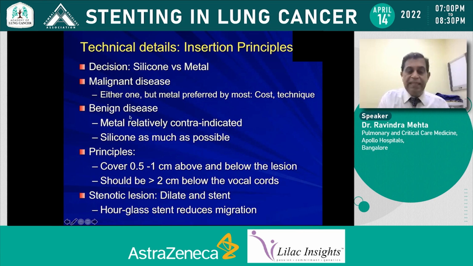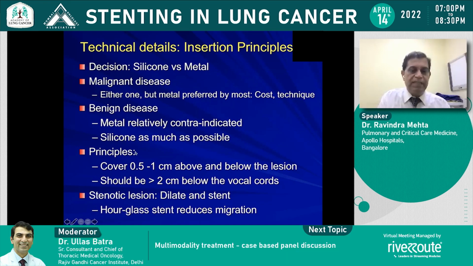In benign disease, on a small note, that's only for reference, metal should be put only as a last option, and only a completely covered metal stent and no less. Otherwise, silicone is put. The principle in any obstruction is you have to go beyond the obstruction.